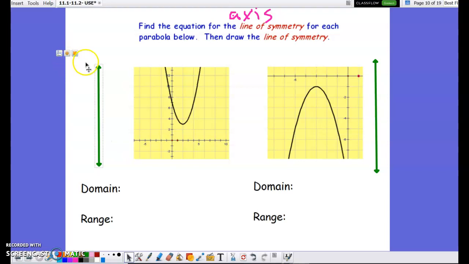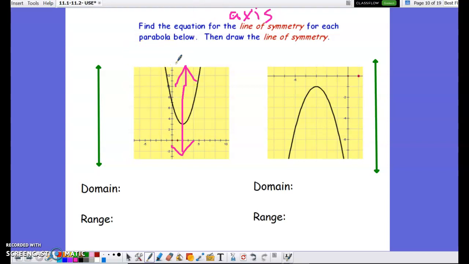So if I try to move this here, let's see if it'll move for me. It's not looking like it wants to move. I can just draw a line here. Again, it's the line that cuts straight through the vertex. If I just try to draw a straight line here, again, not very good, but that's okay. We get the idea. It would be that line right there. So we want to state the equation for that line.